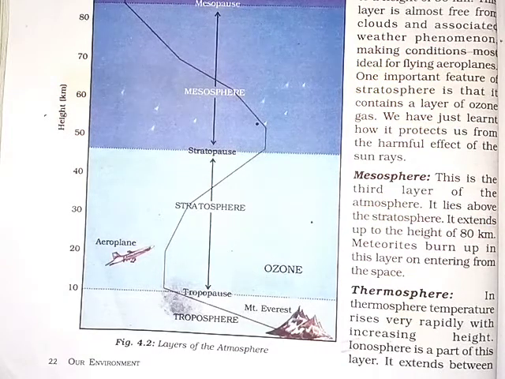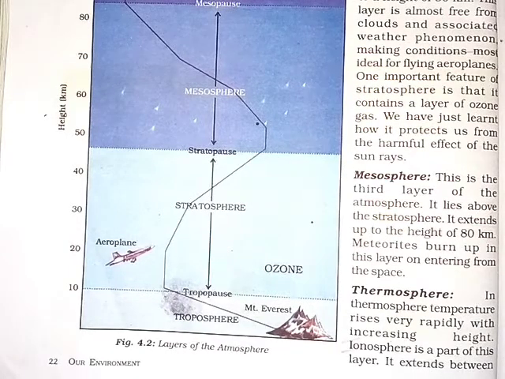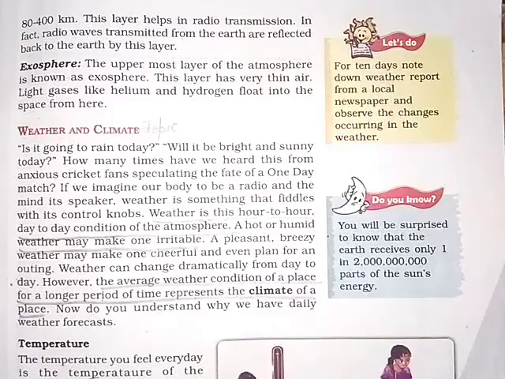Thermosphere. In thermosphere, temperature rises very rapidly with increasing height. Ionosphere is a part of this layer. It extends between 80 to 400 km. This layer helps in radio transmission. In fact, radio waves transmitted from the earth are reflected back to the earth by this layer.